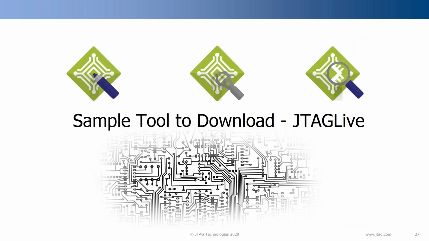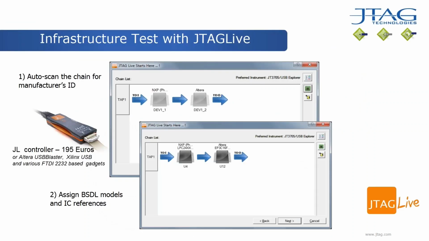Okay, so moving on to the sample tool to download. There's a website, JTAGLive.com. It's one of our products, so I make no apology about that, but it's there if you weren't aware of it. You can download a system called Buzz, and that has some basic capability that allows you to access the boundary scan register and do a point-to-point connections test between two devices. You can run Buzz on existing controller hardware that you might have.